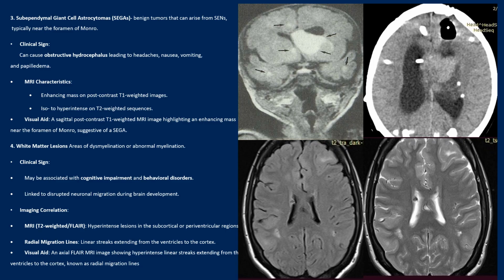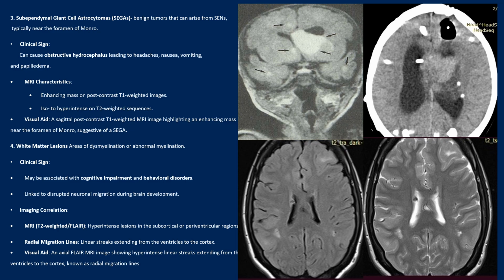Another finding is white matter lesions. These are areas of dysmyelination or abnormal myelination. The clinical signs are that they might be associated with cognitive impairment and behavioral disorders. They are also linked to disrupted neural migration during brain development.